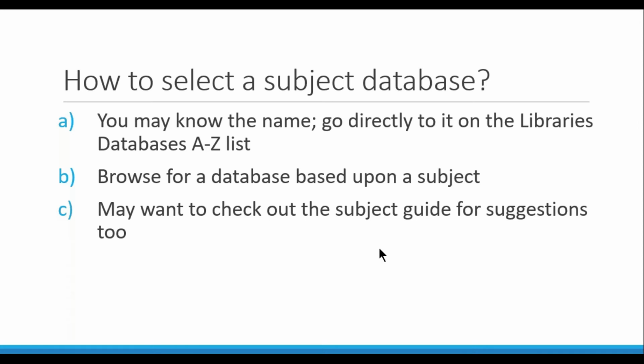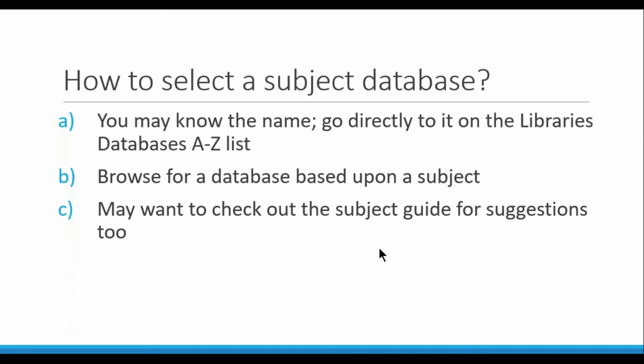So I thought I'd just cover a little bit about how to find a subject database to search. Some of you may know a key database for your subject areas. And so then on the library's website, there's a Databases A to Z button that you can go to find that particular database. Also on the Databases A to Z list, there is an option to choose a database based on subject.